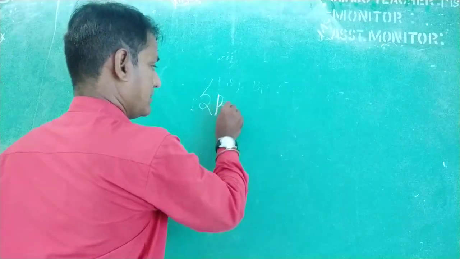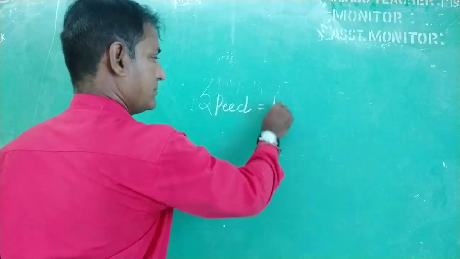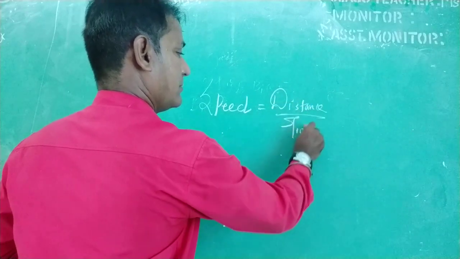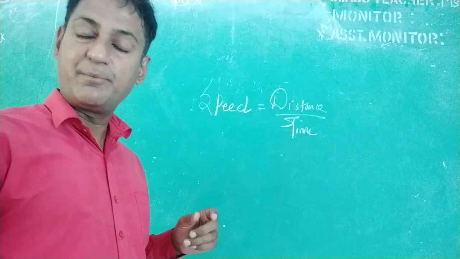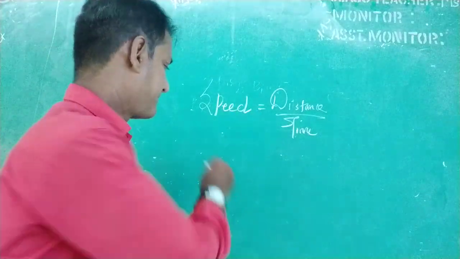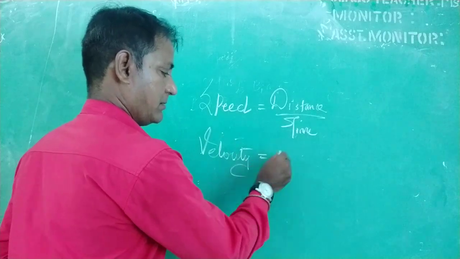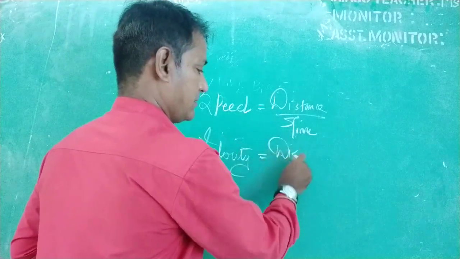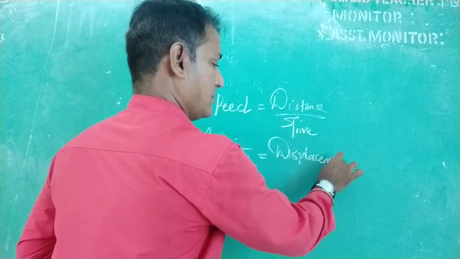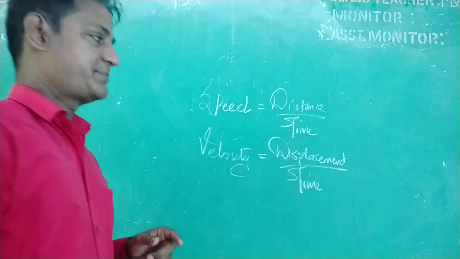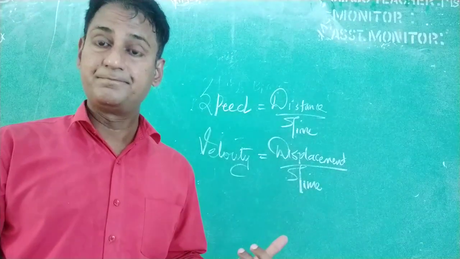And speed means distance by time taken. Velocity means displacement by time taken.